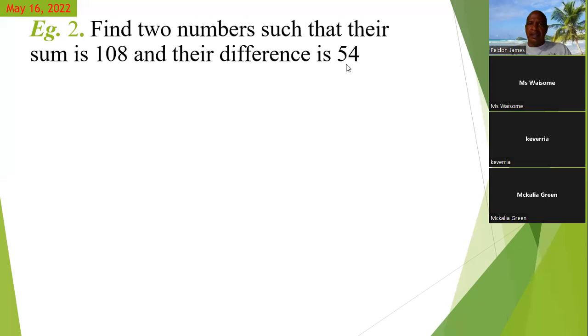So guys, I'm going to give you about 2 or 3 minutes to come up with two equations based on this statement. All right, guys, I'll give you a little time to do that. You may go ahead and do that now, guys.